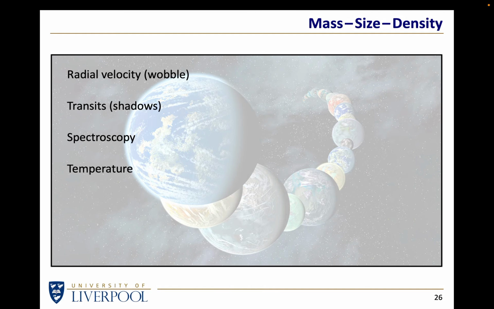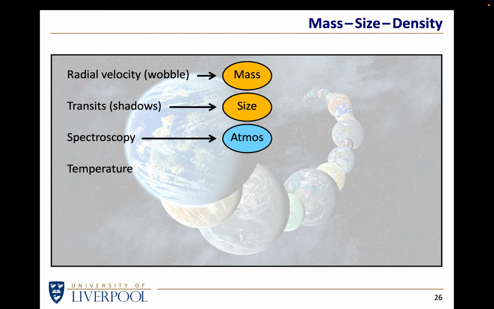So if we can apply the radial velocity, the wobble technique, the spectroscopic technique for getting the small changes in radial velocity of the star, as well as looking at transits, then we can get information. Remember, radial velocity depends on how massive the planet is, making the star wobble, whereas with transits, the amount of light that's blocked depends on the diameter of the planet.